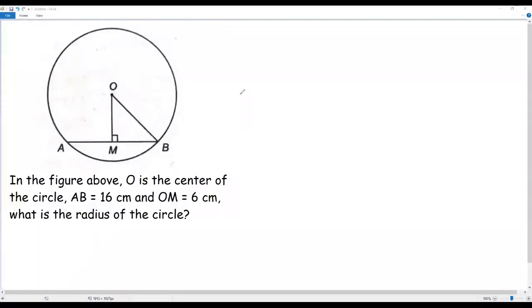Here we have a geometry question. Okay, let's go to the question. In the figure above, O is the center of the circle, AB equals 16 centimeter and OM equals 6 centimeter. What is the radius of the circle?